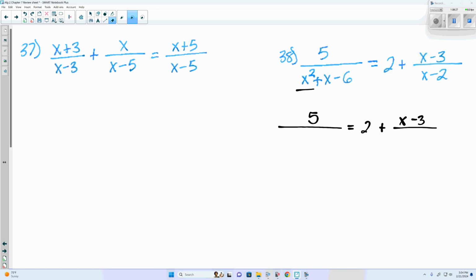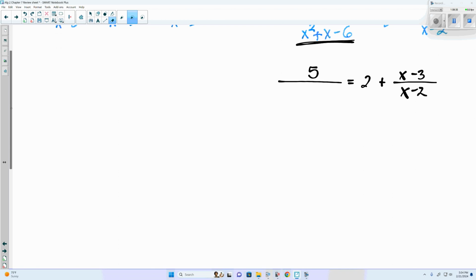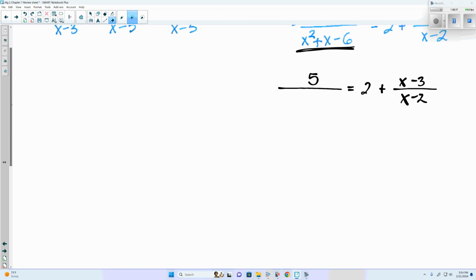Now we do have to factor this here. The x squared plus x minus 6 is factorable, so it needs to be factored before we can solve. So we need to factor x squared plus x minus 6. No greatest common factor, so we'll have two sets of parentheses with 3 spaces. Since the third term is negative, our signs are opposite.